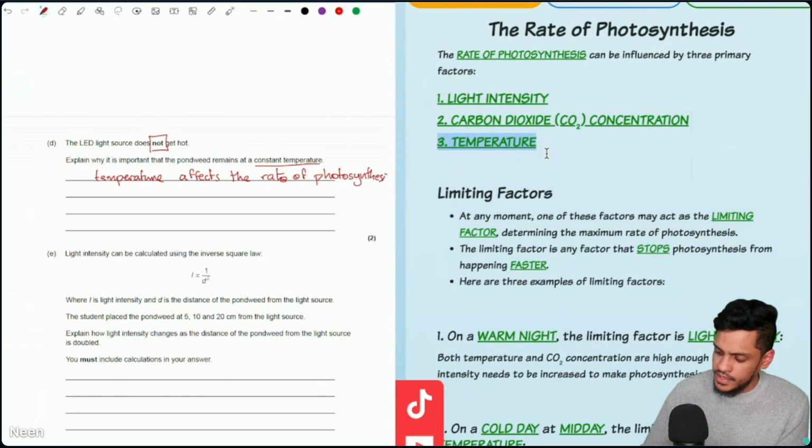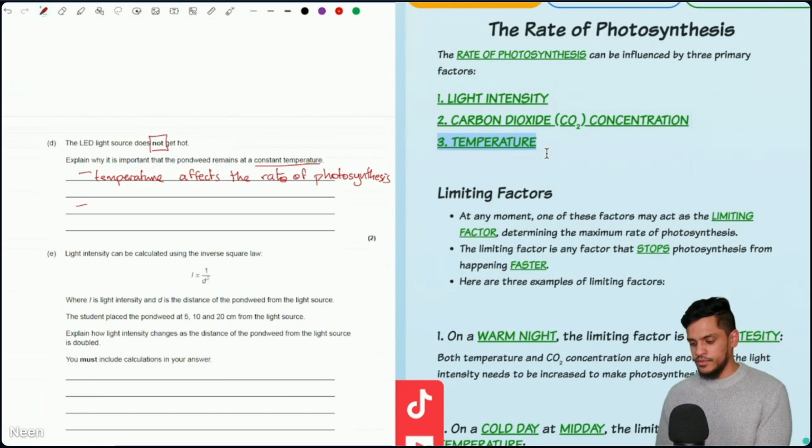What else can happen if it gets too hot? So that's only 1 mark. The second mark is actually very difficult to get. What can happen if the temperature gets too hot?